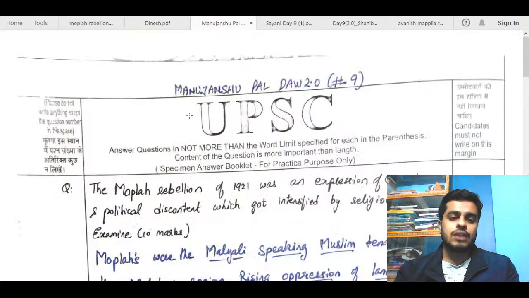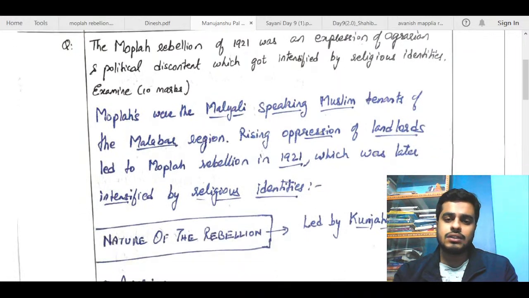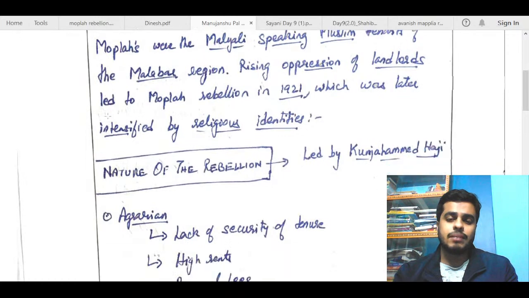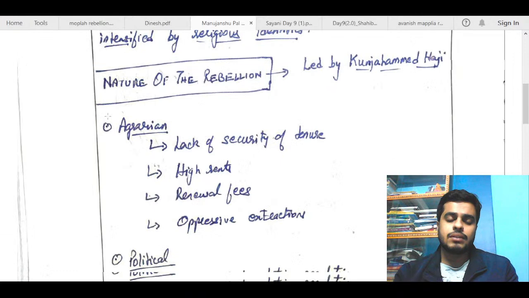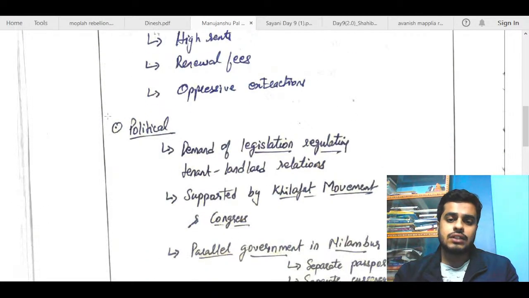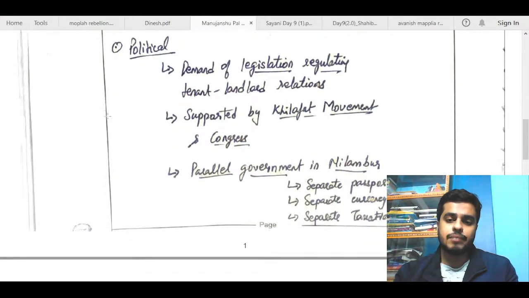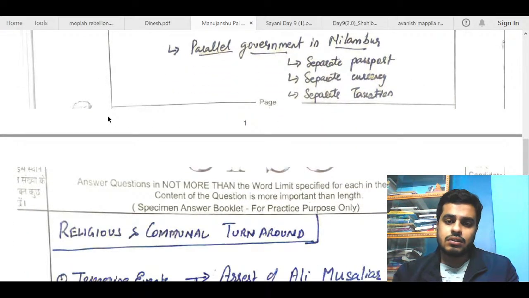Next, we move to Manoj's copy. Moplahs were the Malayali-speaking Muslim tenants of the Malabar region. Rising oppression of landlords led to the Moplah Rebellion of 1921, which was later intensified by religious identities. Nature of the rebellion, led by Kunhamad Haji. This is fine. Agrarian: lack of security of tenure, oppressive landlords, political demand of legislation regulating tenant-landlord relations. Fine. Support by Khilafat Movement and Congress, parallel government in Nilambur, separate passport, separate taxation.